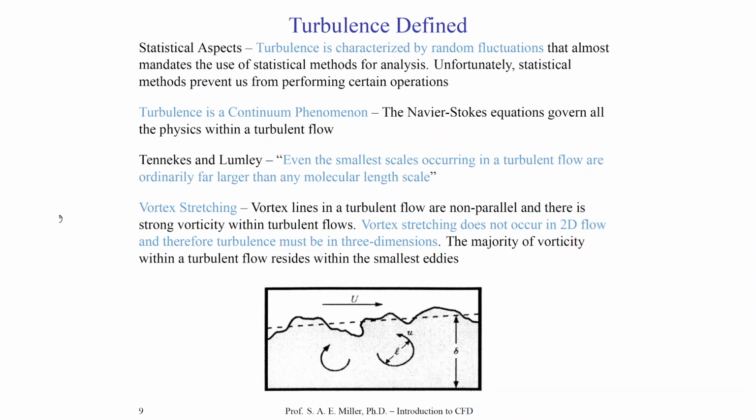If we go back to the subject of vortex stretching, we'll note and observe that vortex lines in a turbulent flow will be non-parallel, and there's strong vorticity within turbulent flows.